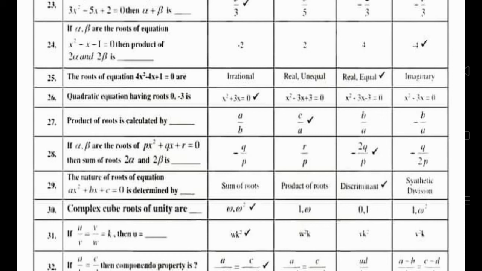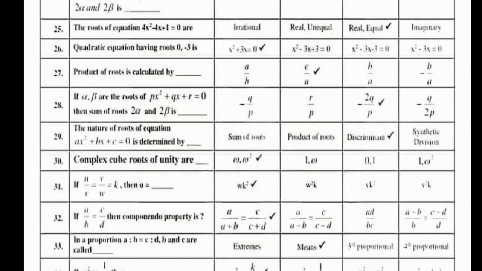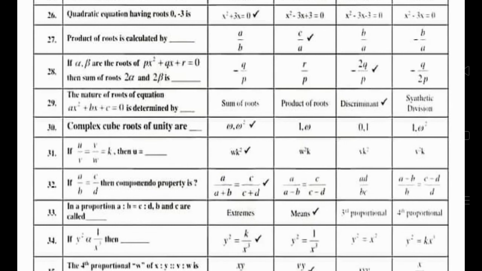Complex cube roots of unity are 1, omega and omega square. If u over v is equal to v over w is equal to k, then u is equal to wk square. If a over b is equal to c over d, then componendo property is a plus b over b is equal to c plus d over d.